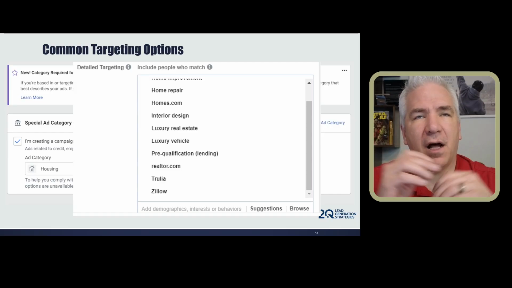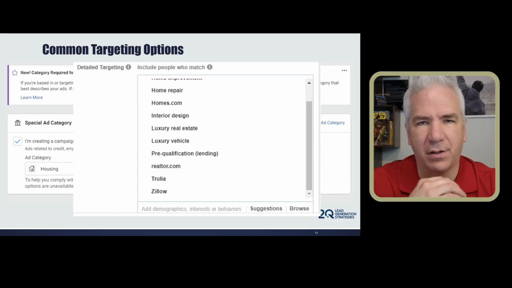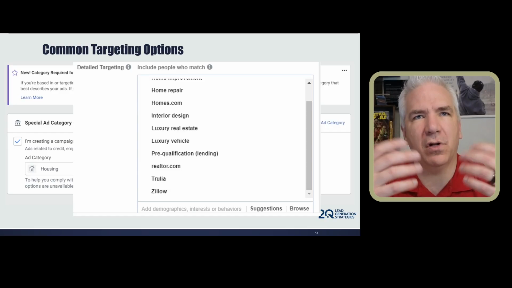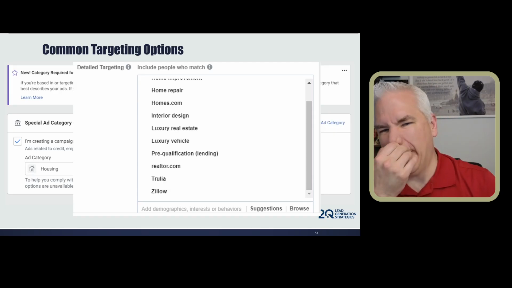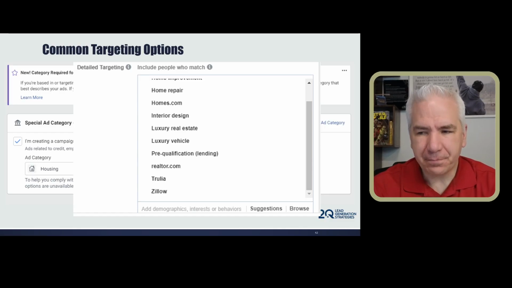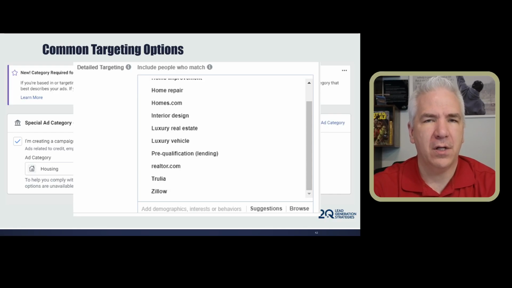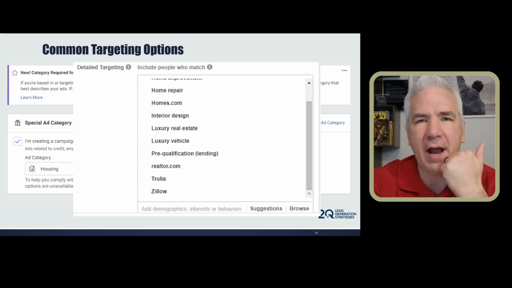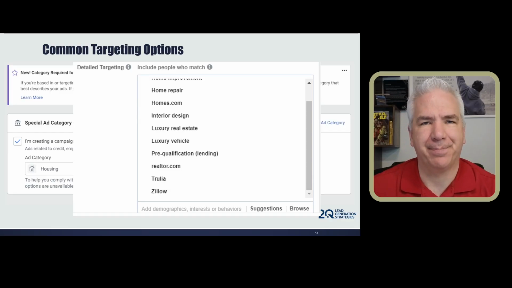If it's a luxury listing, then I'm going to target things like luxury real estate, luxury vehicle. I'm going to target things that would likely interest somebody in that demographic. Let's say I'm running an ad where I'm targeting sellers, right? Then I'm going to use interests that suggest that they own a home. So things like home repair, interior design, renovation, those kinds of things, right? Things that imply home ownership.